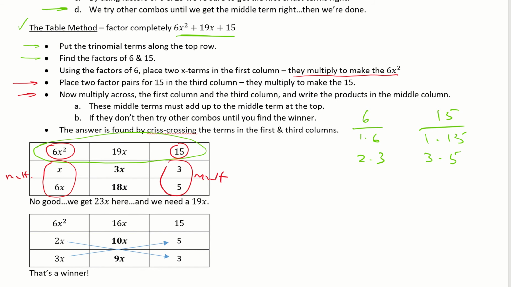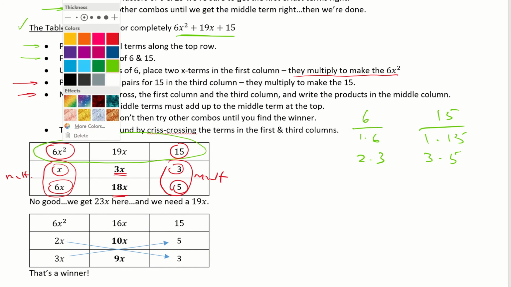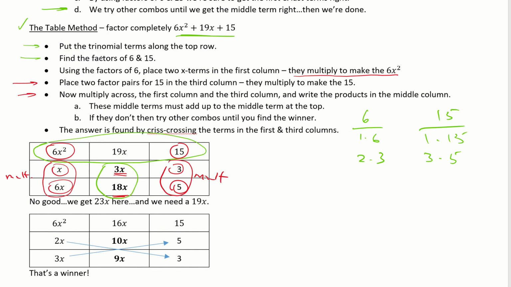Then I'm checking by doing the next step, which is multiply across the first column and third column. So in other words, what is x times 3 is 3x. 6x times 5 is 18x. And what has to happen is that these guys have to add to the 19 in the middle. And they don't. They make 23. It's a bummer. Okay? All right.